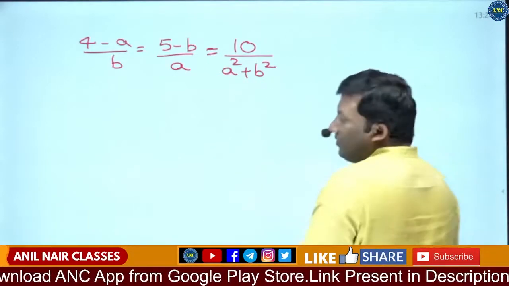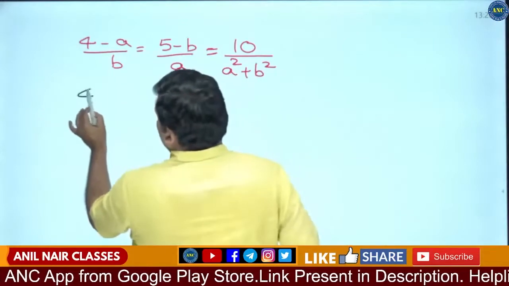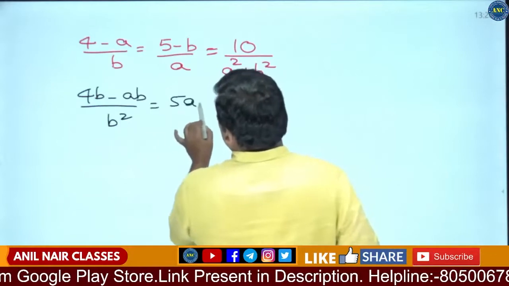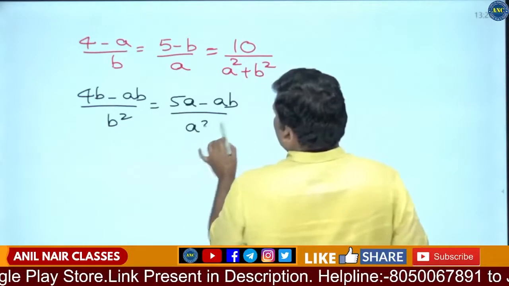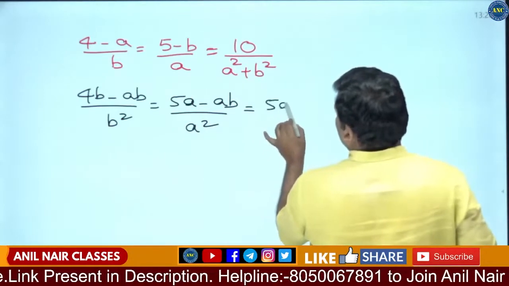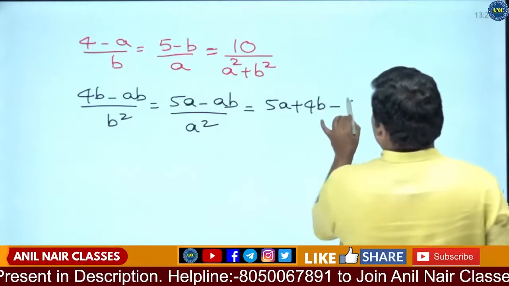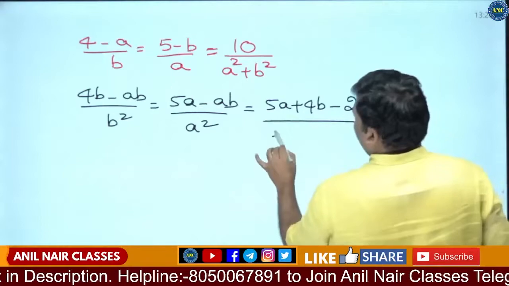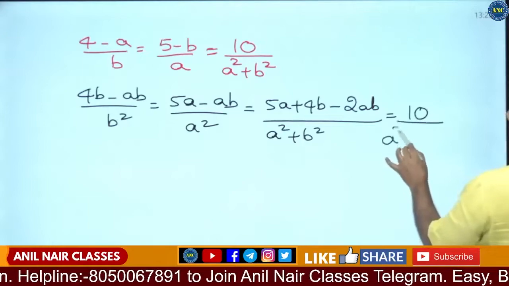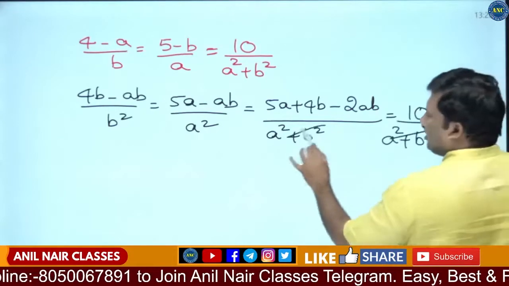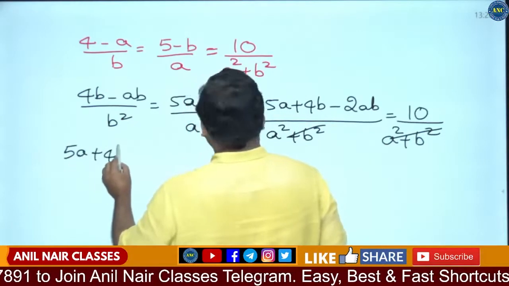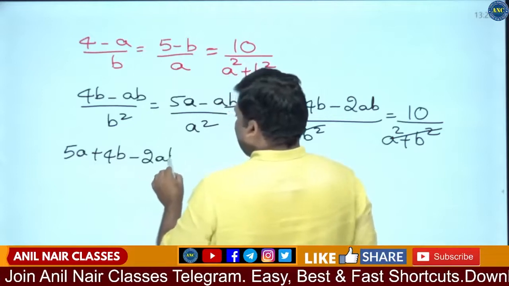Now listen carefully. What I did, I multiplied by b. 4b minus ab by b square is equivalent to 5a minus ab by a square. It is equivalent to the sum of the numerators by the sum of the denominators: 5a plus 4b minus ab minus ab, that is minus 2ab, by a square plus b square. It is given in the question as 10 by a square plus b square. Denominators are same. So 5a plus 4b minus 2ab is equivalent to 10.